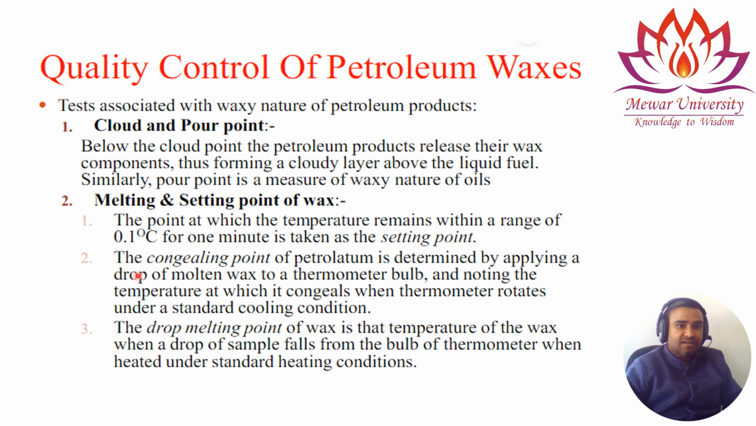And next is congealing point. Congealing point is basically the temperature at which the wax becomes hard when it cools down. The congealing point of petroleum wax is determined by applying a drop of molten wax to a thermometer bulb and noting the temperature at which it congeals, at which it becomes hard, when the thermometer rotates under a standard cooling condition. And the third point is the drop melting point of wax, that is the temperature at which a drop of sample falls from the bulb of the thermometer when heated under standard heating condition.